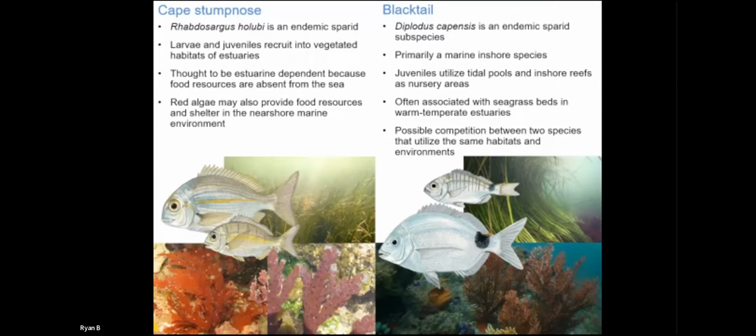Blacktail are primarily marine inshore species with juveniles utilizing tidal pools and inshore reefs as nursery areas. They are, however, also often associated with seagrass beds in warm temperate estuaries. This could indicate possible competition between these two species as they utilize the same environments and habitats as nursery areas.